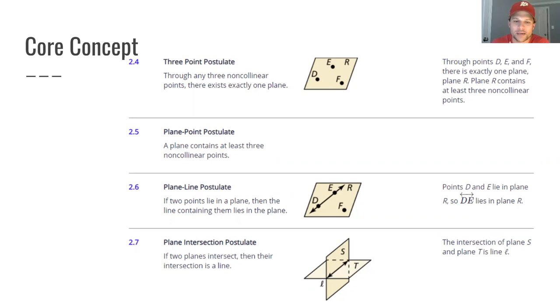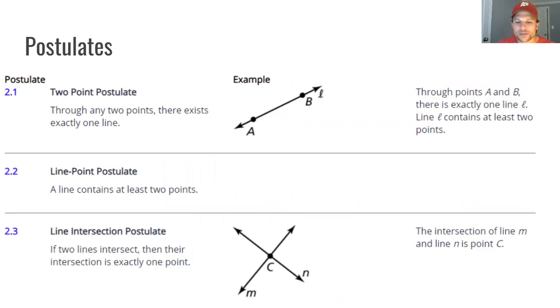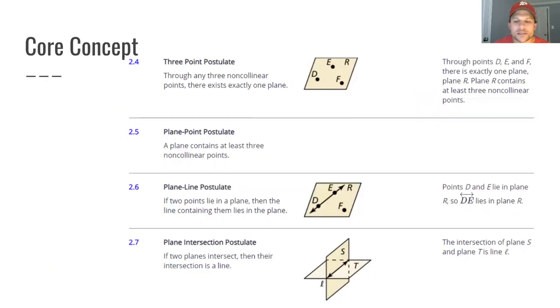2.6 plane line postulate. If 2 points lie on a plane, then the line containing them also lies on the plane. So you have a two-dimensional space that is considered a plane, and you have 2 points that are on that plane. That line also lies on the plane. Then plane intersection postulate. If two planes are intersecting, then their intersection is considered a line. So on the previous one, you had a line intersection postulate where two lines intersect to create a point. It's almost like you're going down a level. Same thing with planes for the last one. You're going down a level from a plane to a line.